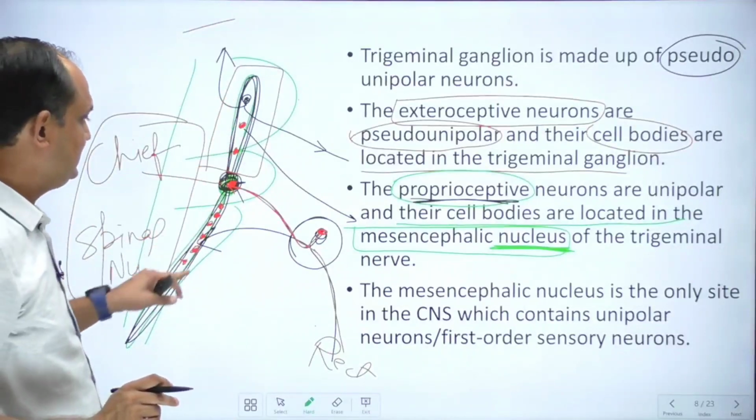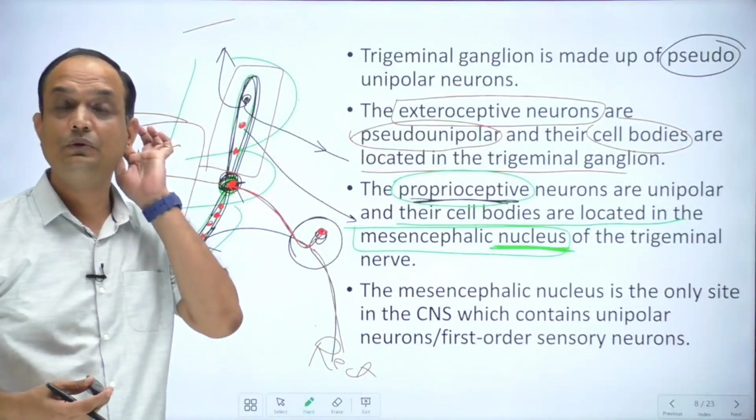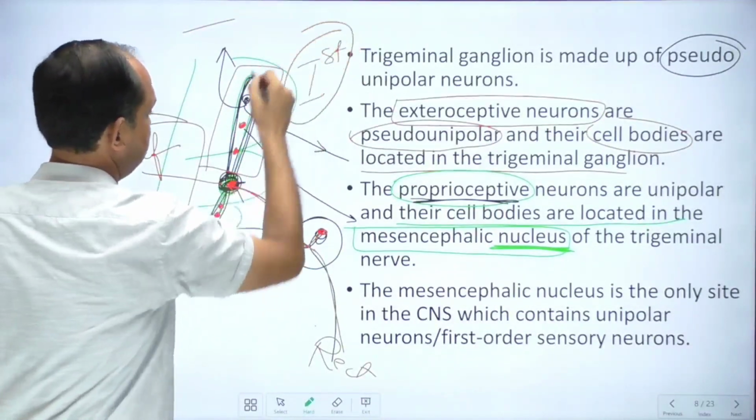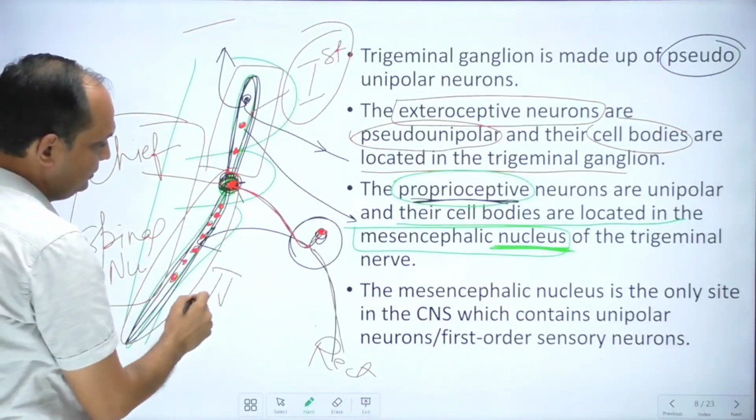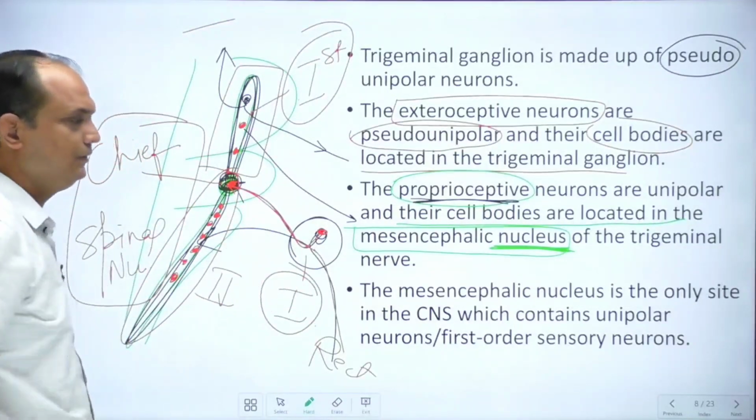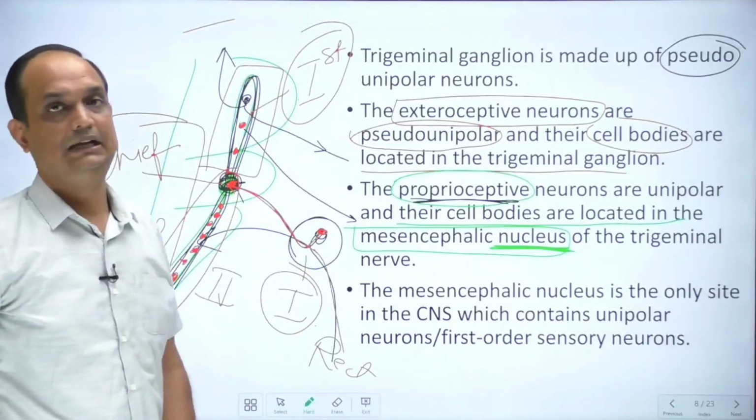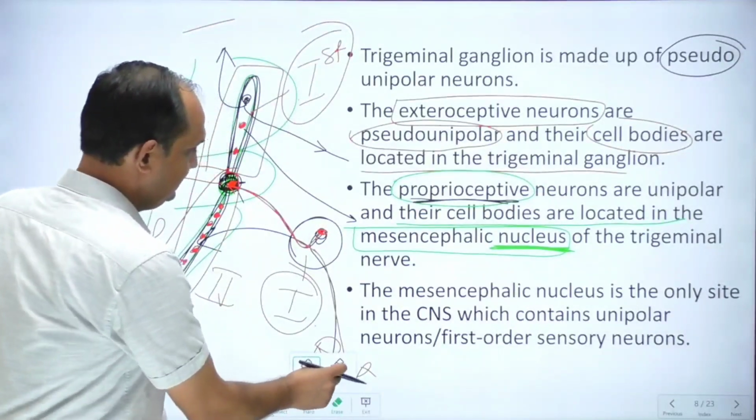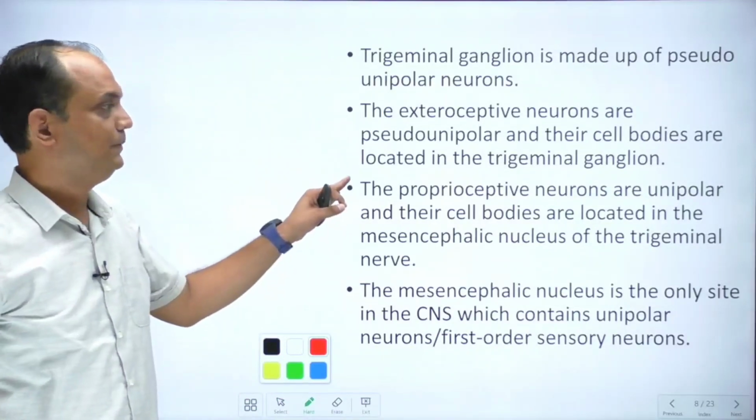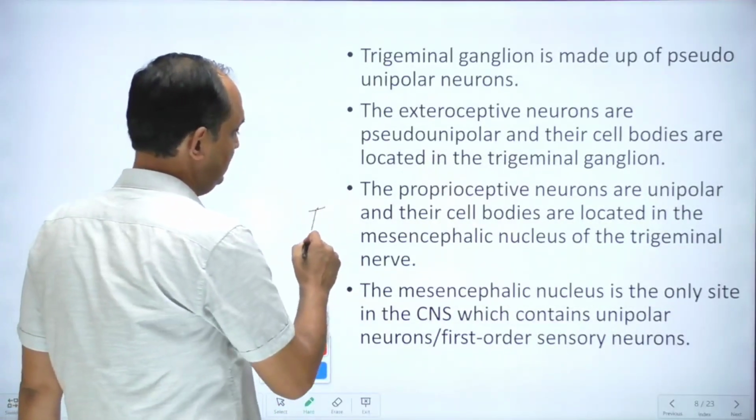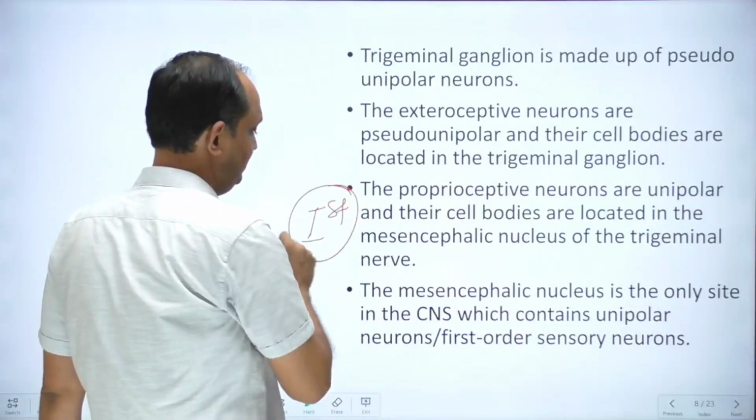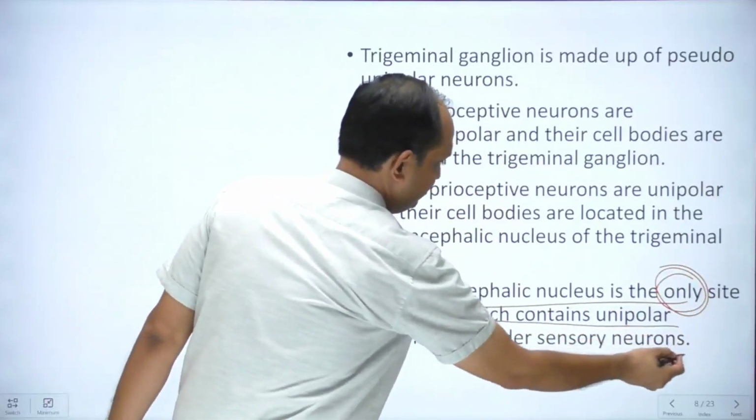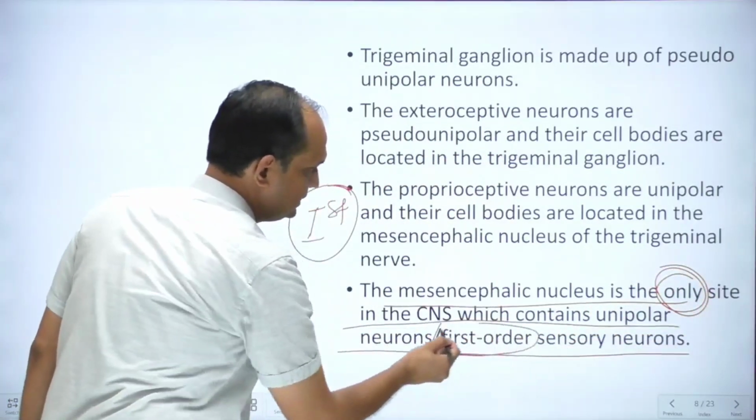So when you see it, the trigeminal nuclei have two sets of neurons. First order neurons, these are the first order neurons for proprioception, and the remaining are second order neurons. Those are receiving from the first order neurons of this trigeminal ganglia. Clear? So you have to understand that whenever we talk about proprioception, these are first order neurons, those that directly enter the brain. So the mesencephalic nucleus is the only site in the central nervous system which contains unipolar first order neurons.